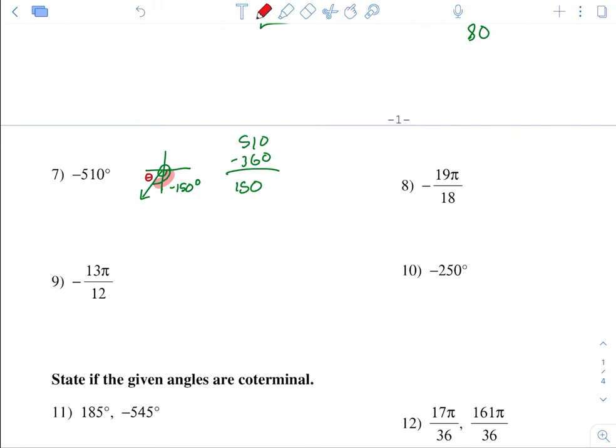So if that's negative 150, then how do we calculate that theta? Well, you know a whole entire half circle is 180 degrees. So to find that angle, we should just do 180 minus 150, and we get 30 degrees. So that reference angle is 30 degrees.